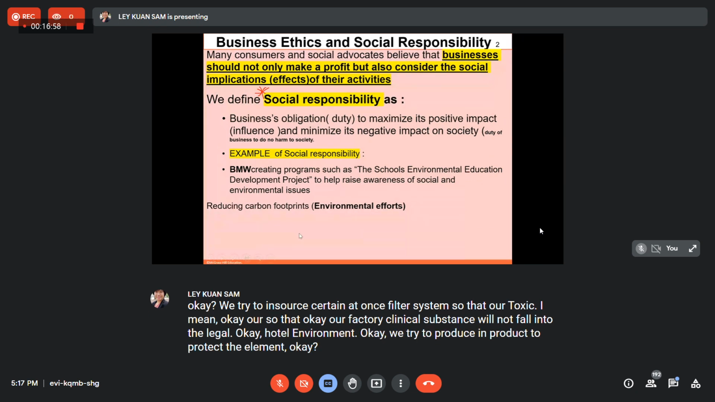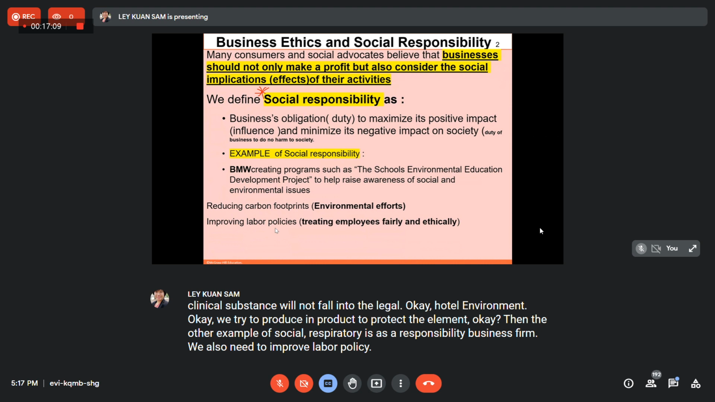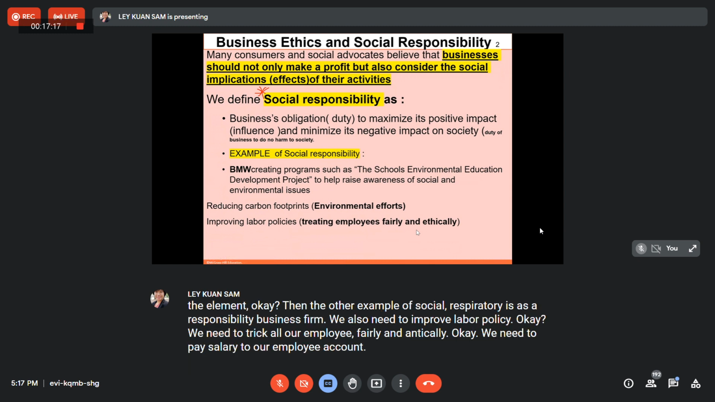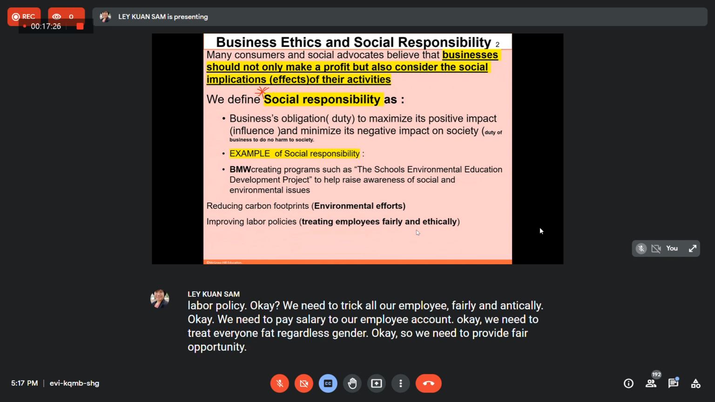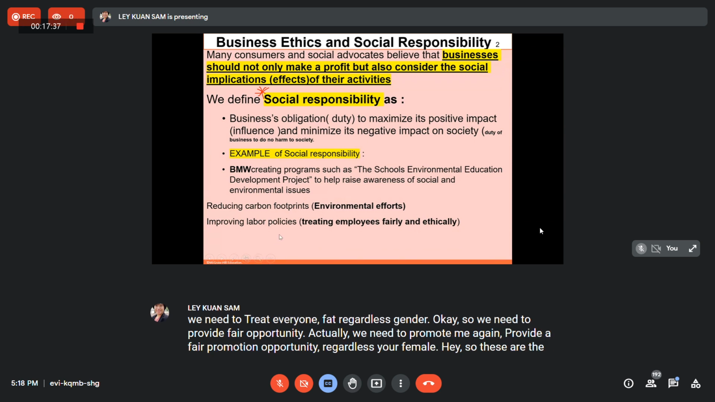Then the other example of social responsibility is that as a responsible business firm, we also need to improve labor policy. We need to treat all our employees fairly and ethically. We need to pay salary to our employees on time. We need to treat everyone fairly, regardless of gender. We need to provide fair promotion opportunities, regardless of whether you are female or male. So these are examples of social responsibility.